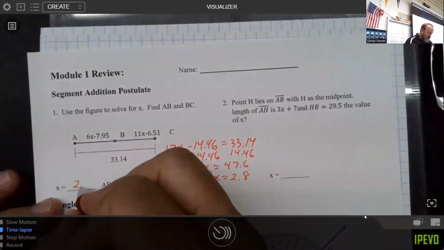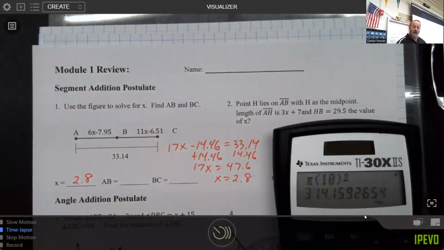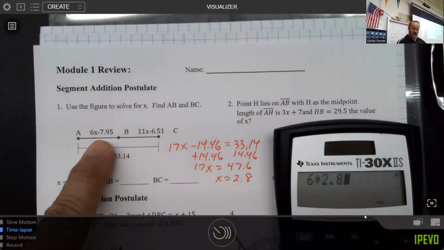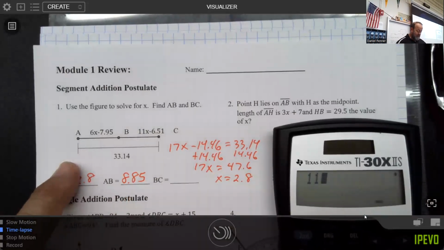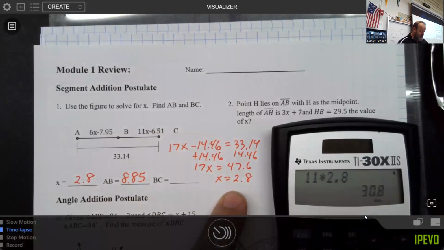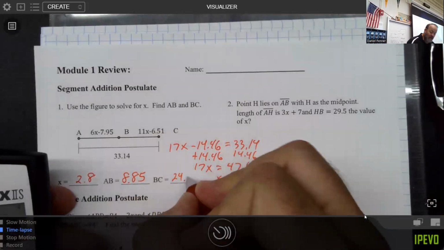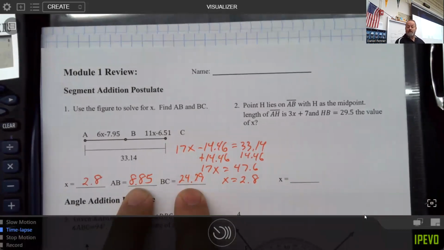So notice that in a geometry class, it is very typical that when you end up saying that our answer is 2.8, we're sometimes not done, because in this case, I want to know what is the value of AB. So I need to take 6 times 2.8 because it's 6 of those x's minus 7.95. And I found out that AB is 8.85. Secondly, let's take 11 times that x and then subtract 6.51, and that value is 24.29. Now, again, if you wanted to check your answer on a test and make sure you were correct, I would suggest that you add those two numbers together and make sure you do get 33.